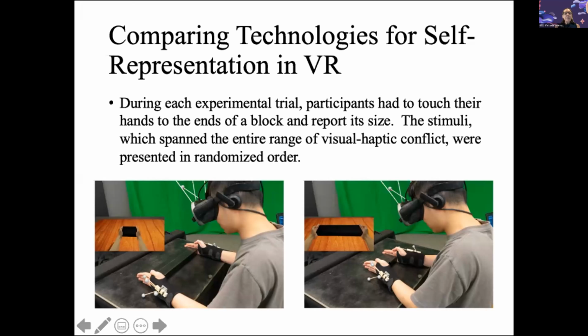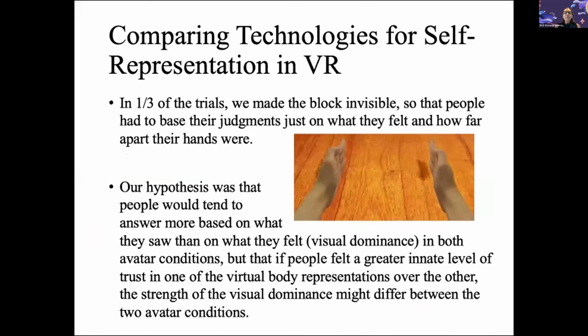And then what we ask people to do is to give us one number that best represents their sense of the size of the block. So, just move on to the next slide. Our hypothesis was that people would tend to answer more based on what they saw than what they felt, so that visual dominance would be stronger in the conditions where, well, I guess I should go back a little bit and tell you what's going on here.